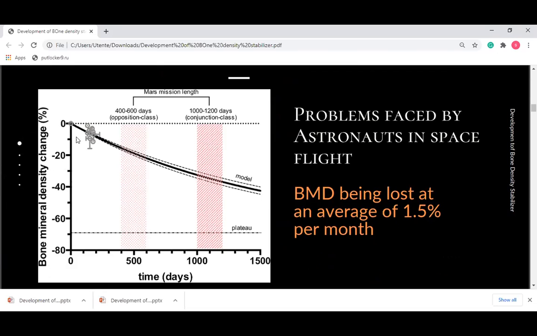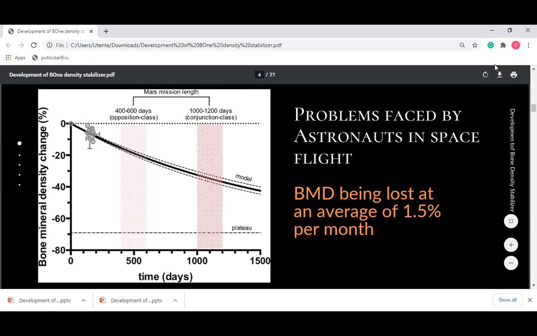So this is the basic graph where the BMD index reduces. For an average older man, it falls around 0.7% to 1%. When a person is in space, it is much higher, at an average of 1.5% decrease of bone density per month. You can see this in the graph over a time lapse of 1500 days, where it rapidly decreases over the period of time.